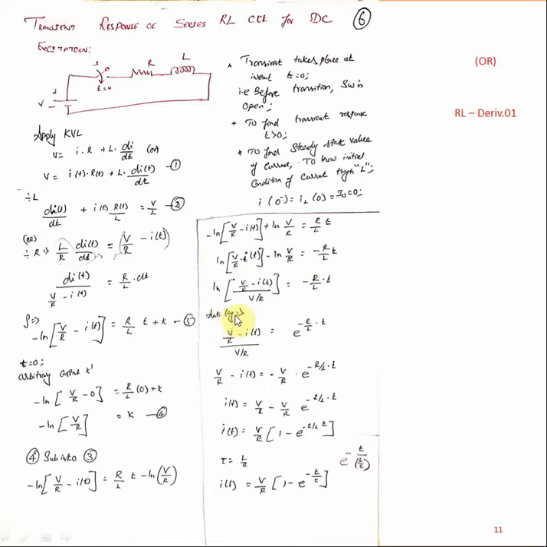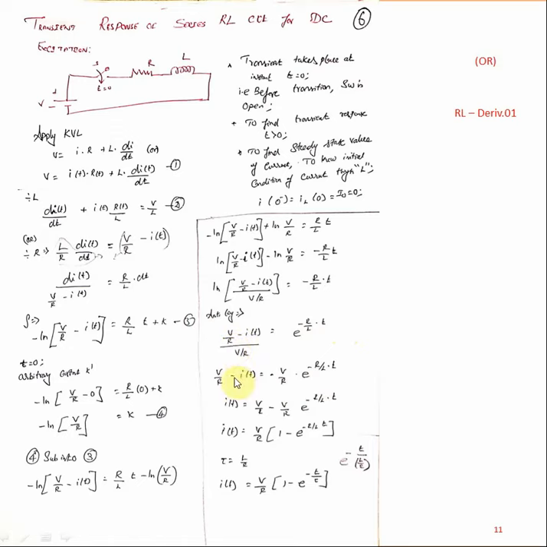Apply the anti-log, so automatically ln is gone. This equation is equal to e power ln anti-log, so e power minus R by L of t will appear. In the equation, what is in the denominator? This V by R, move into the numerator. So I have moved V by R into the numerator; the left-hand side is the same, the right-hand side is the same.